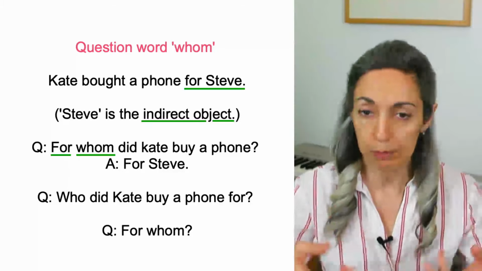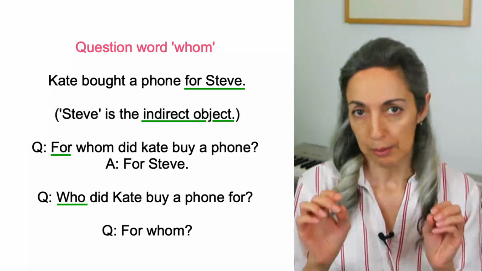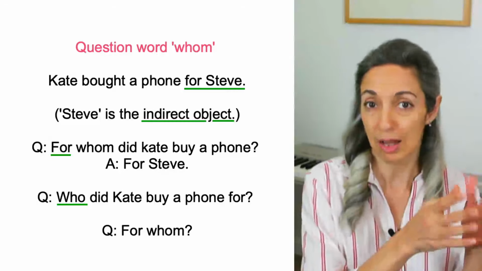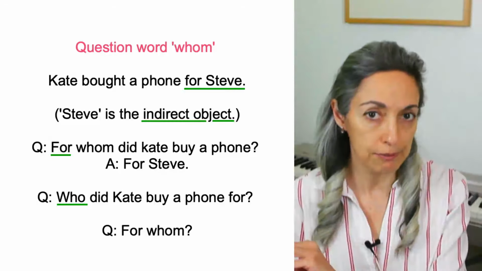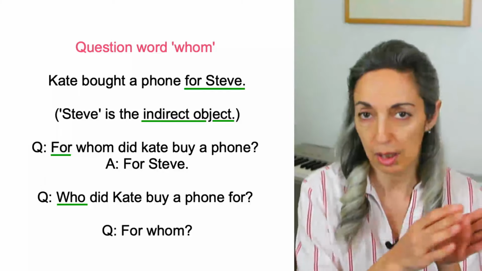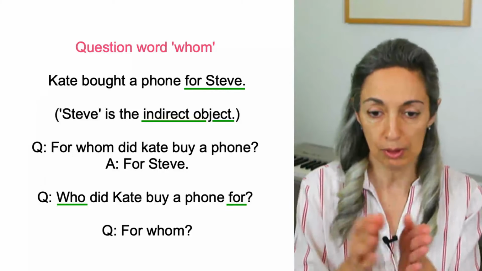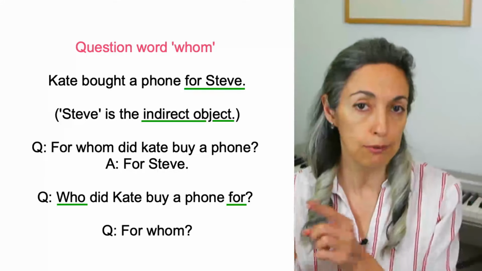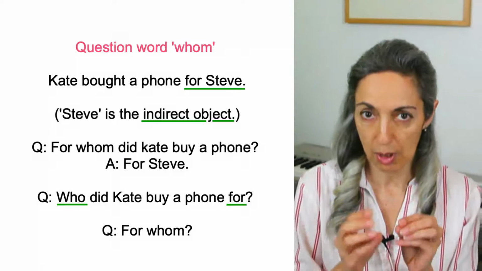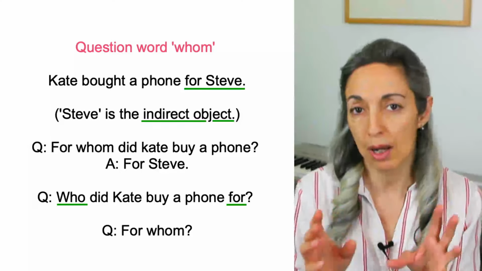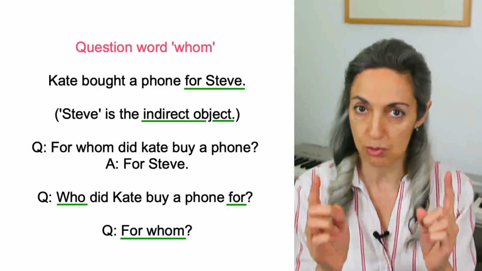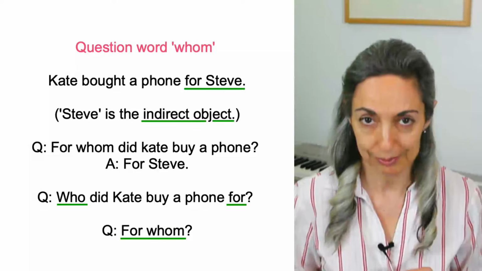Again, we want to swap whom for who. But what happens here is that we cannot keep the preposition and say, for who did Kate buy a phone? We take the preposition and put it at the end. So the question becomes, who did Kate buy a phone for? The only situation where we keep whom is when we ask a short question. For whom? So when the preposition is right next to the question word.